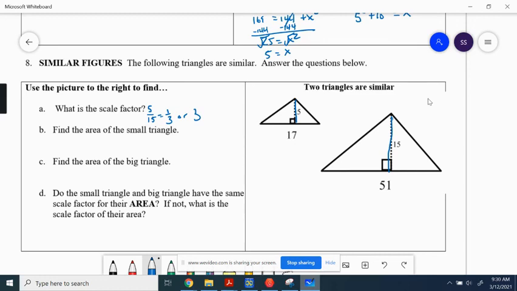So now for B and C, you need to just find the area of the small triangle and the area of the big triangle, and then this one's on you. You need to tell if the scale factor is the same for area, and explain why that is the case or why it isn't.